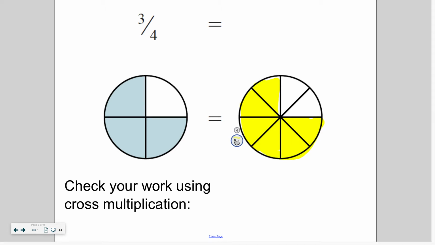So when I shade this in, how many eighths is that? It is 6/8. 1, 2, 3, 4, 5, 6. So 6/8. And again, we want to check our work using cross multiplication. So go ahead and check your work here, and then let me know if we're correct. Is 3/4 equal to 6/8?